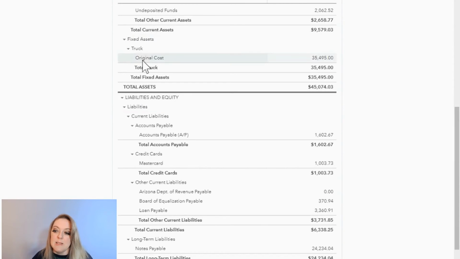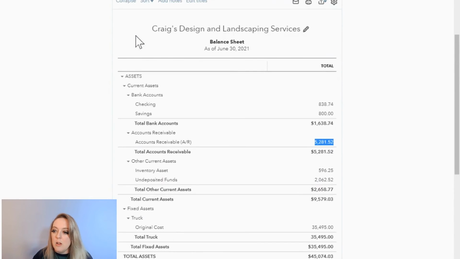Then they have fixed assets. So in this case, landscaping company, they own a truck. It's pretty reasonable that a landscaping company would need a truck in order to get around and take all of their tools to the jobs that they work. So your asset is listed here at original cost. After you look at all of these different assets, you have this total assets. And right now, the company has total assets of $45,000 as of June 30th.